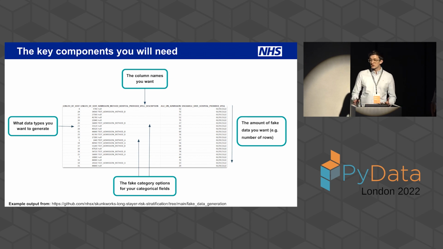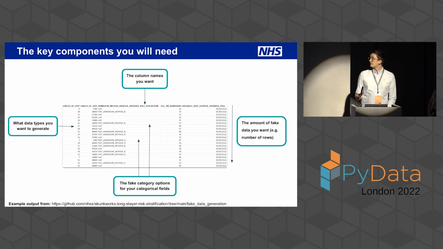So the first one, obviously, is you need to know what columns you want to generate. And here we've called that column names. So you need to be able to define exactly what columns you want to be generated in your fake data set. Going hand in hand with that, you need to know what type of data you want to go in those columns. So you don't want to just randomly put any type of data across all the columns. You need to specify, in particular fields, specific data types.